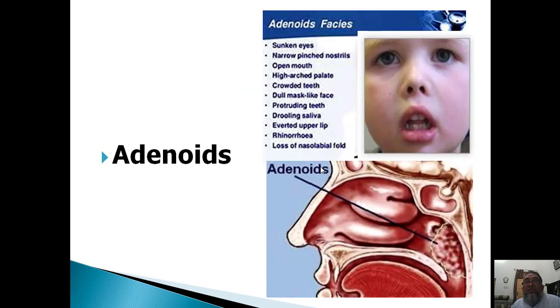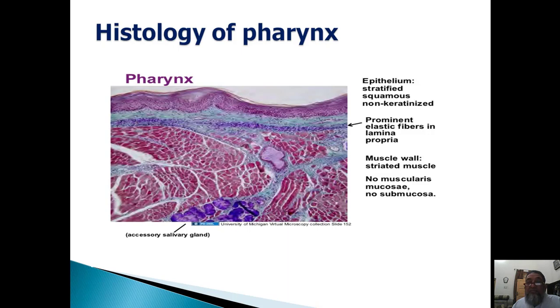Now adenoids, very common in children below 7 or 10. Look at the picture, a very typical picture of an adenoid face: sunken eyes, narrow pinched nostrils, open mouth, high arched palate, everted lip, rhinorrhea, loss of nasolabial fold, because the nasopharynx is usually obstructed, so there will be mouth breathing in this case in childhood. This is the typical picture of an adenoid face in the child.